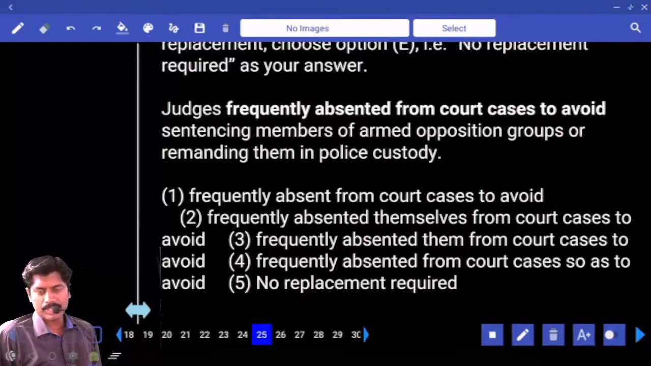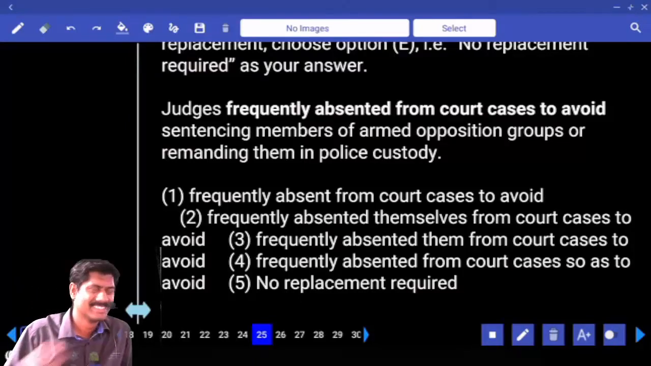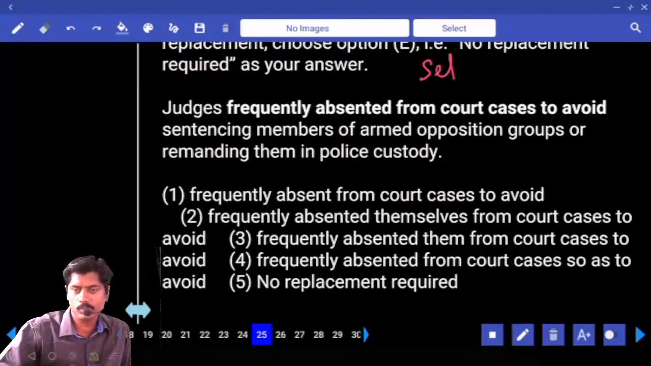Judges frequently absented from the court of cases to avoid sentencing members of armed opposition groups, so reminding them in... was. The students who have finished the pronouns chapter can tell me the answer. Pronouns chapter, roll number 5. Correct. Who said? There are certain words. After those words, we must use self or selves. Do you remember that rule?